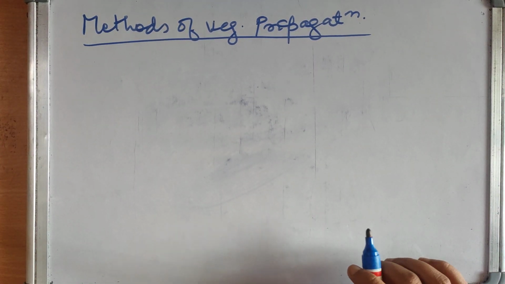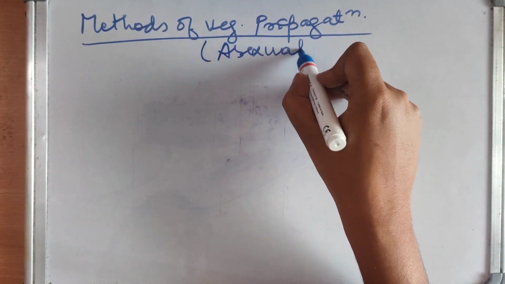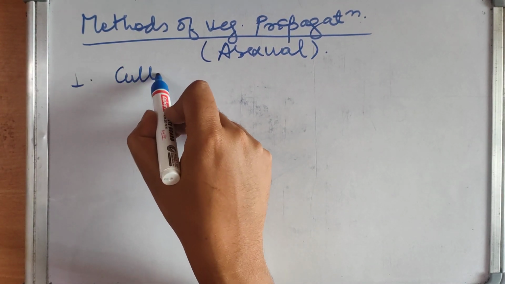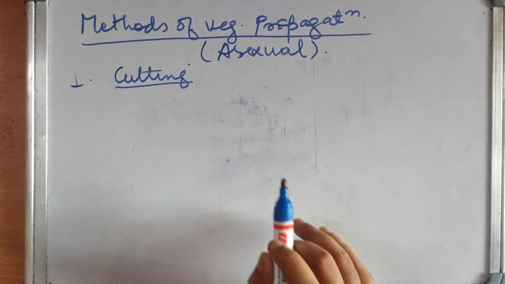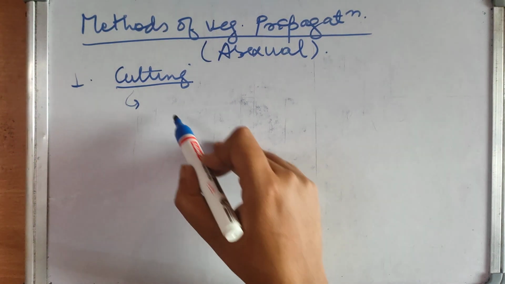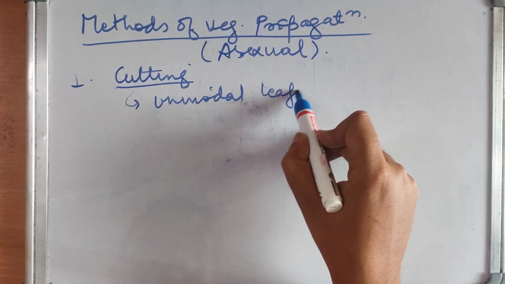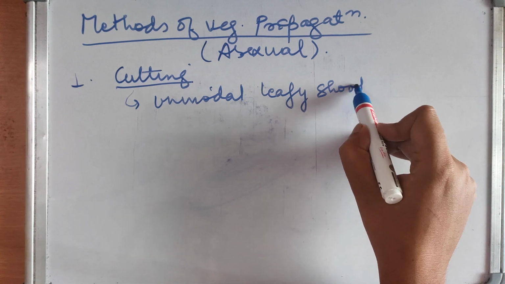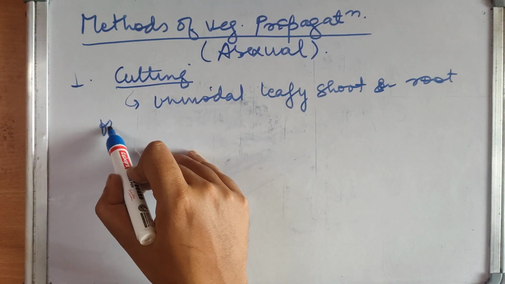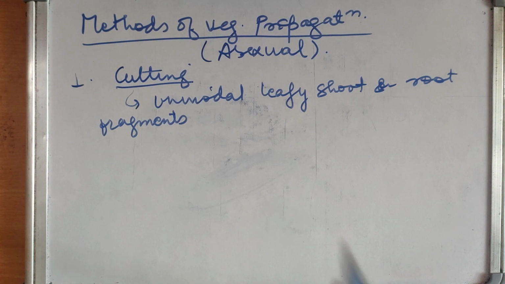So the first method of vegetative propagation is through asexual propagation, and the first method is through cutting. Here uninodal leafy shoot or root fragments can develop adventitious roots and shoots respectively.